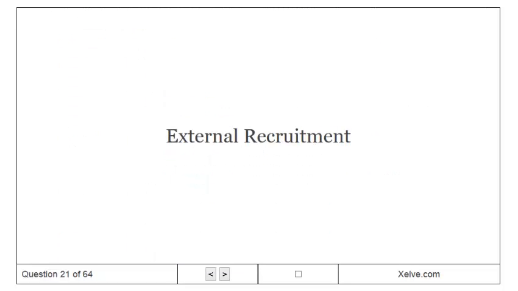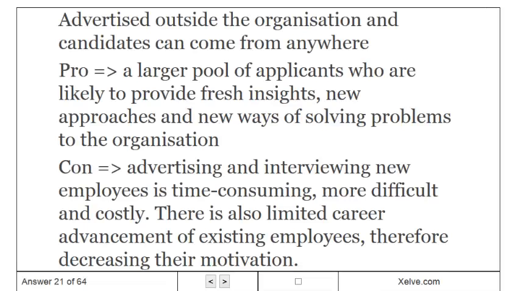External recruitment. Advertised outside the organization, and candidates can come from anywhere. Pro: a larger pool of applicants who are likely to provide fresh insights, new approaches, and new ways of solving problems to the organization. Con: advertising and interviewing new employees is time-consuming, more difficult and costly. There is also limited career advancement of existing employees, therefore decreasing their motivation.